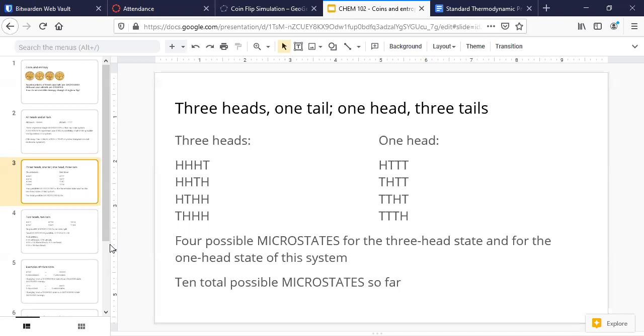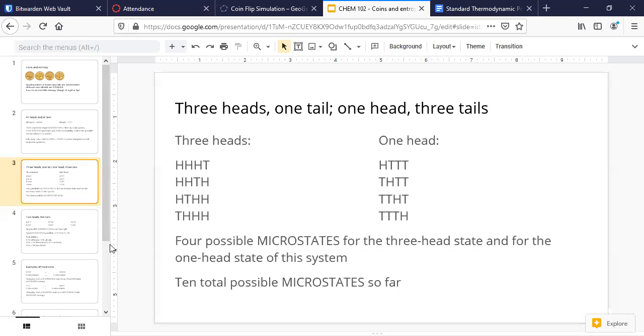There are 4 possible arrangements of the 4 flipped coins that give me 3 heads and 1 tail. Within the 3-head state, there are 4 possible microstates. And from a probability perspective, 3 heads is much more likely than 4 heads or no heads because of that number of different possible microstates.